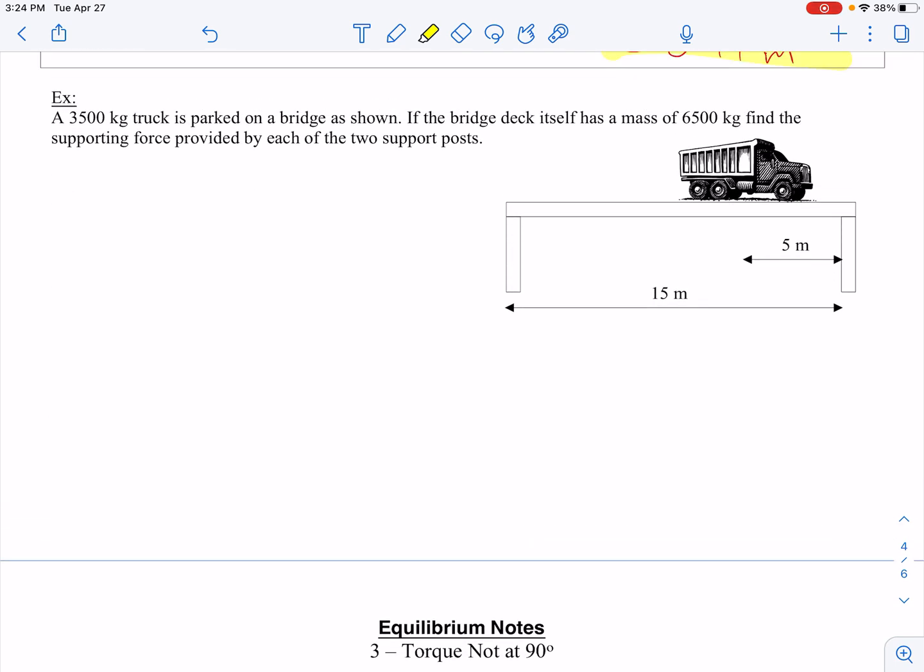Okay, last little example question here. We have a 3,500 kilogram truck parked on a bridge.